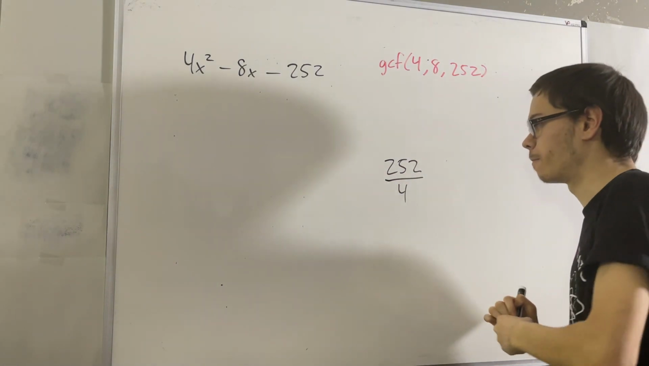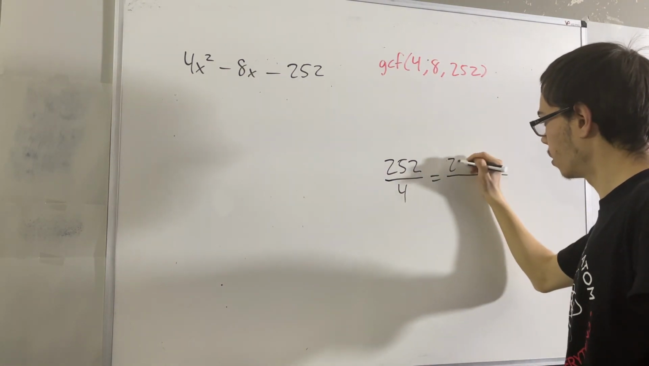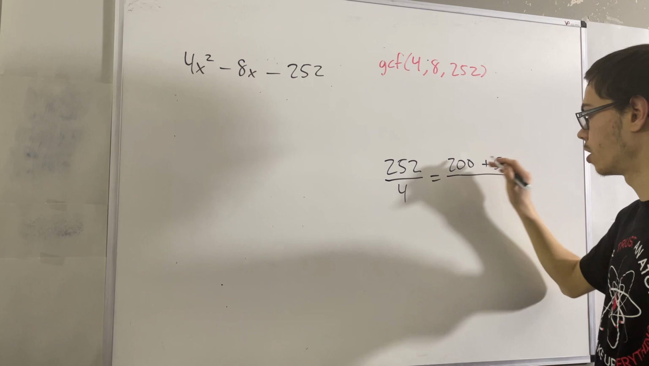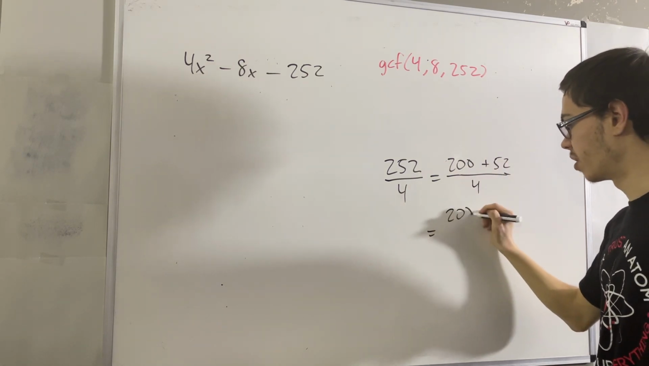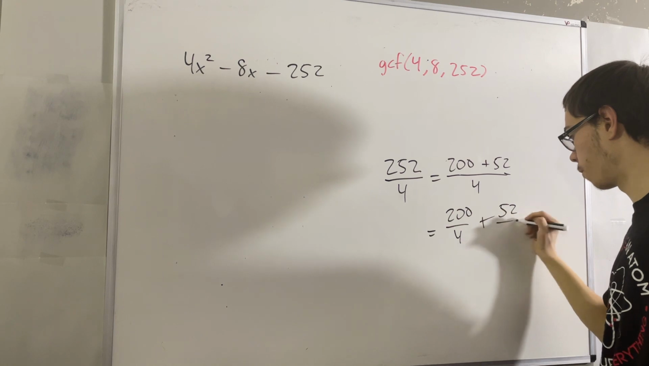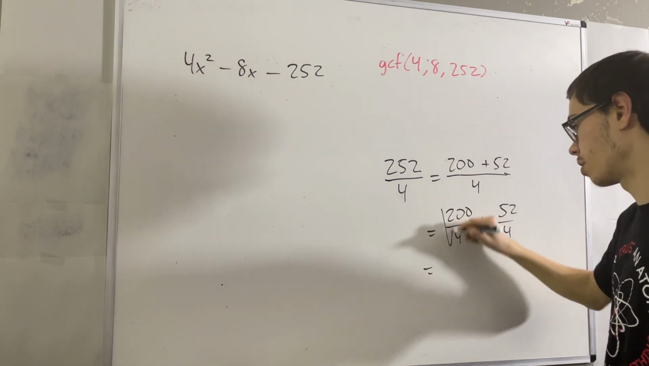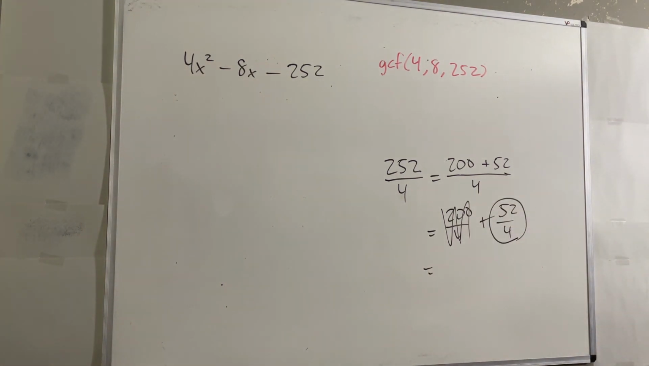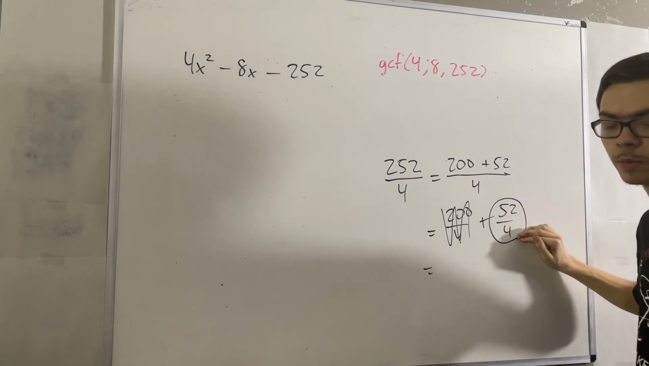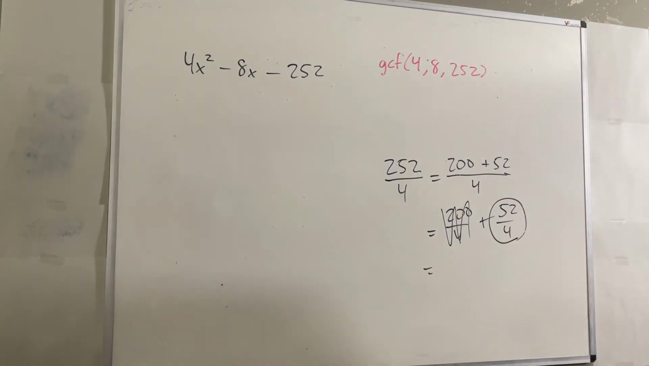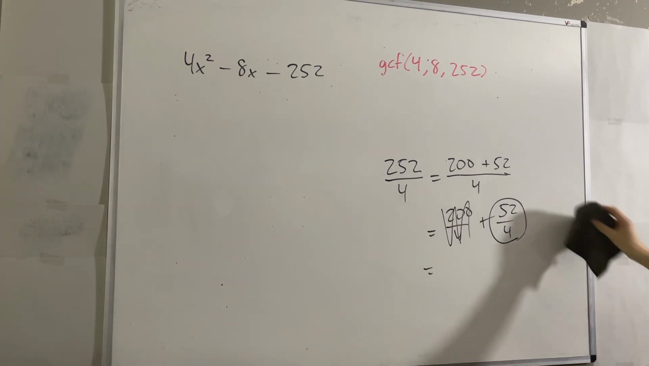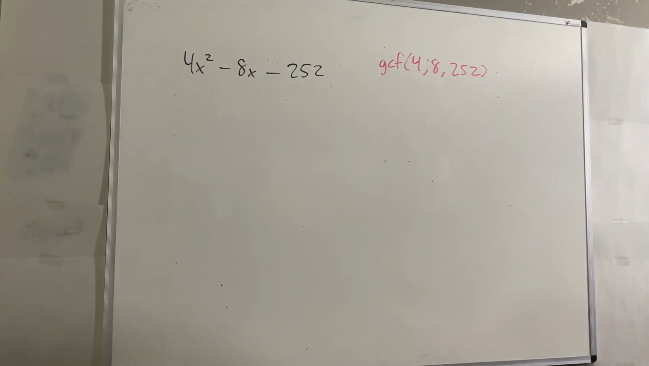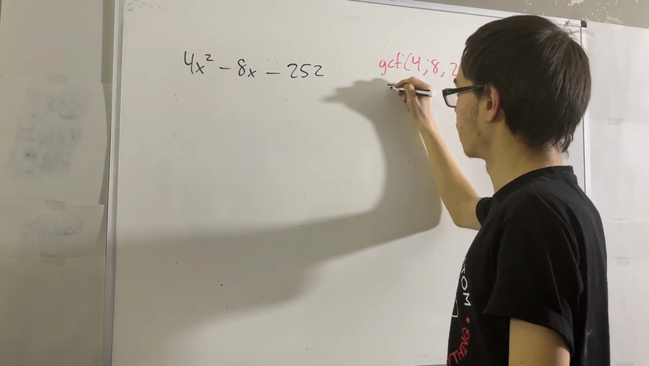How do you know if this is divisible by 4? Well, check this out. Any multiple of 200 is divisible by 4. So we can split this up into 200 plus 52 over 4, and we can write this as 200 over 4 plus 52 over 4. We know that 200 over 4 will be divisible, so we don't care about it. All we care about is if 52 is divisible by 4. Which it is, because if you recall, 48 is divisible by 4, therefore 52 is divisible by 4, right? And so, yes, 252 is in fact divisible by 4. So, yes, greatest common factor is 4.